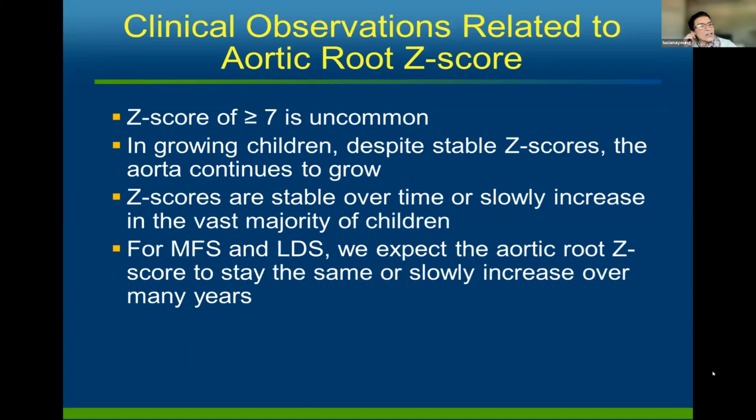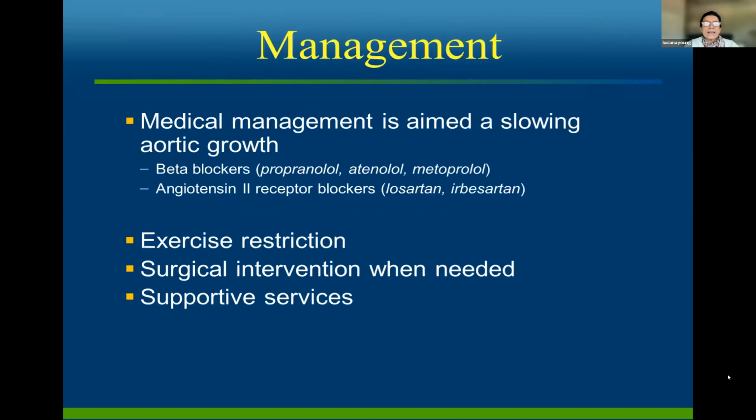A Z-score in children of greater than 7 is uncommon. We sometimes will see Z-scores that are higher than this in individuals with early onset Marfan syndrome and certain mutations that occur within an area of the gene that leads to more progressive and severe disease. In growing children, despite stable Z-scores, the aorta, as I mentioned, continues to grow. In most individuals, we expect the aortic Z-score to stay in the same area or to slowly increase over many years. Next slide, please.